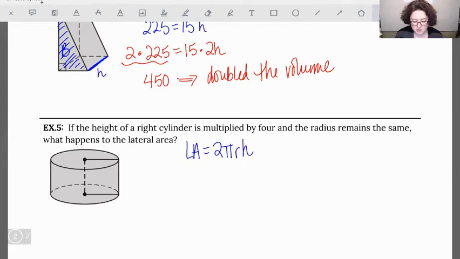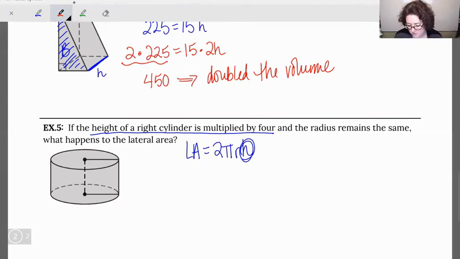And so what they're telling us to change is the height of the right cylinder is multiplied by 4, and we don't do anything else. So that means we're taking one thing on the right-hand side and we're multiplying it by 4. So if I multiply that one thing by 4 and everything else stays the same, in essence, again, what did I just multiply the right-hand side of the equation by? Yeah, I multiplied the right side by 4. So that means I've got to do the same thing to the left-hand side to make sure that everything's equal.